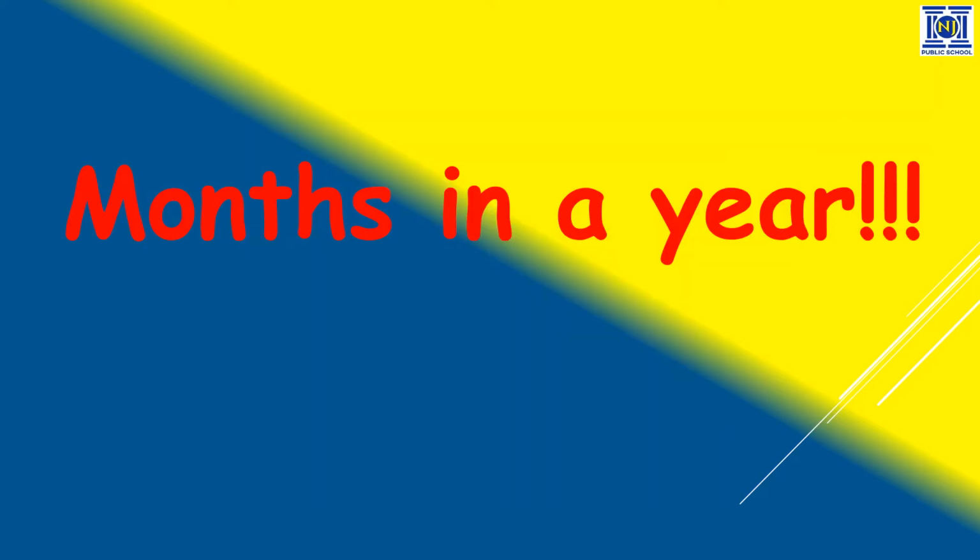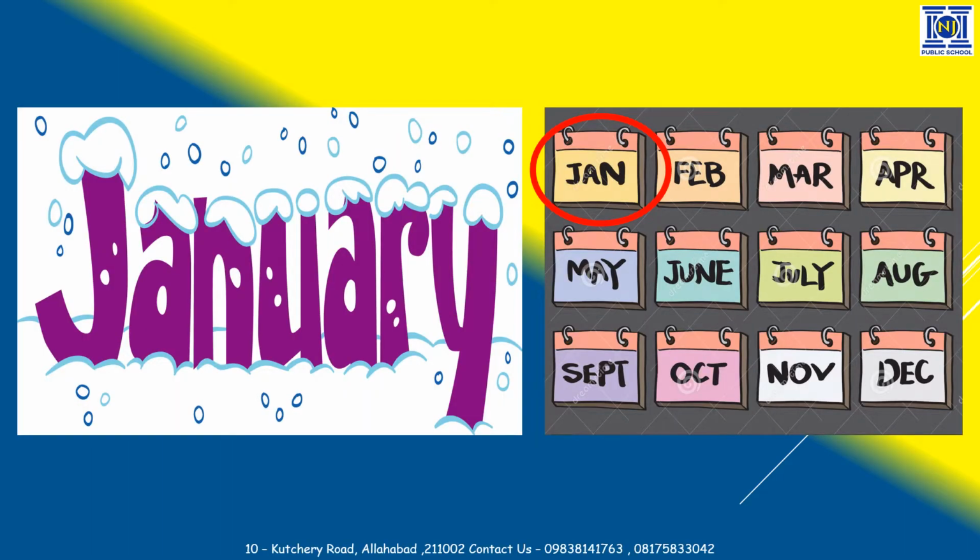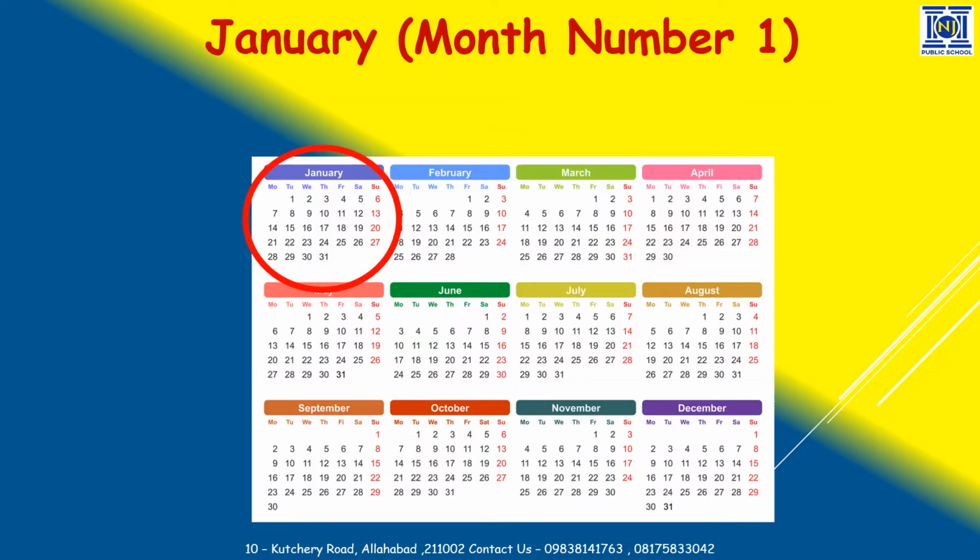Today, the topic which we are going to discuss is months in a year. What are the names of the months in a year? So let's begin. The first month is January. What will you call it? January. Yes. January month is represented by the number 1.